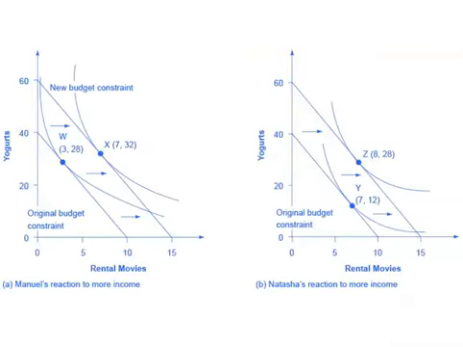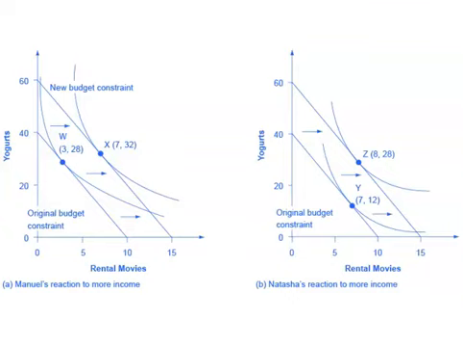Since personal preferences and the shape of indifference curves are different for each individual, the response to changes in income will be different too. For example, consider the preferences of Manuel and Natasha in Figure A and Figure B. They each start with an identical income of $40, which they spend on yogurts that cost $1 per cup and rental movies that cost $4 each. Thus, they face identical budget constraints.